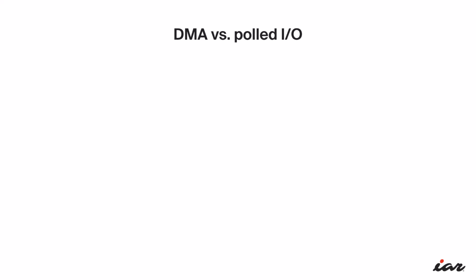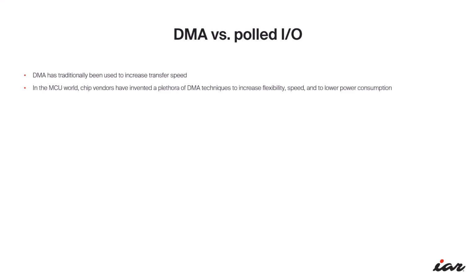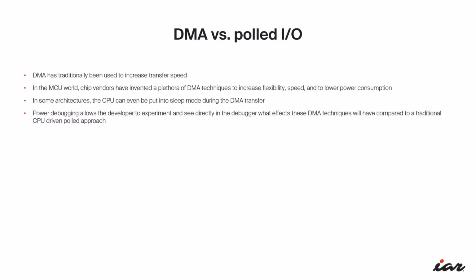DMA versus polled I/O. DMA has traditionally been used to increase transfer speed, but in the MCU world, chip vendors have invented lots of different DMA techniques to increase flexibility, speed, and of course lower power consumption. In some architectures, the CPU can even be put into sleep mode during the DMA transfer. So power debugging allows the developer to experiment and then see directly in the debugger what effects you can get from these different DMA techniques, and of course compared to the traditional CPU-driven polled approach.